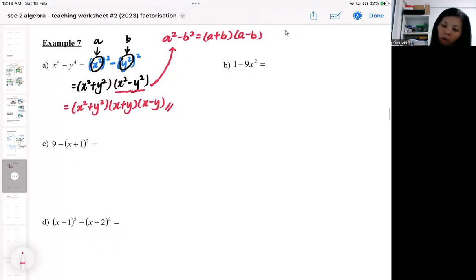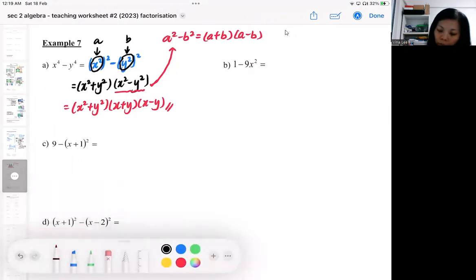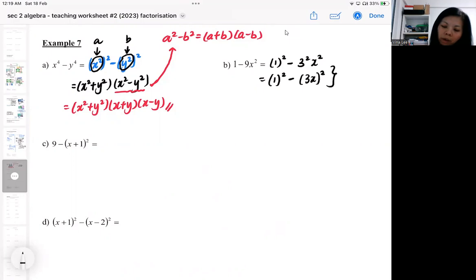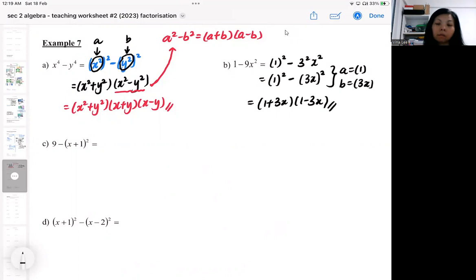The other one, 1 minus 9x squared. Some of you may not know that 1 is the same as 1 squared. 1 squared is like 1 times 1. And 9 is a perfect square. So you can see a double square. When you can see a double square, if you look carefully, you can see that A is 1, B is 3x. From here, you plug it back to the formula, A plus B, A minus B. Do you need to show all this working? Actually, no need. You can just do a mental factorization.